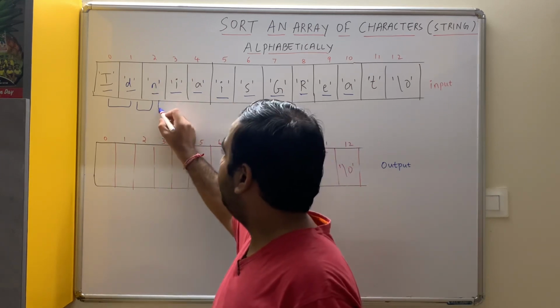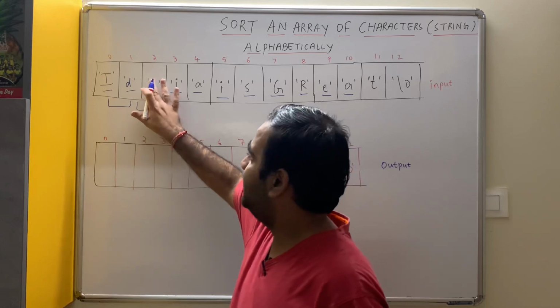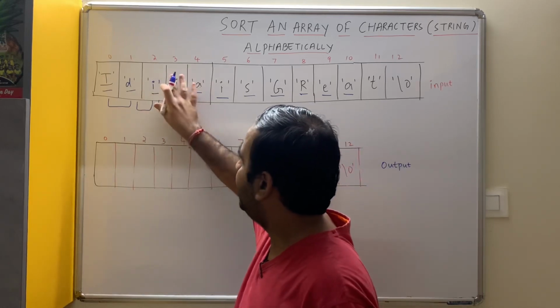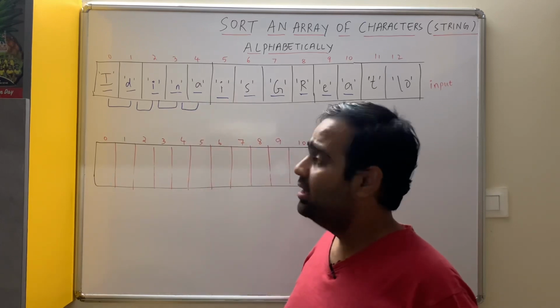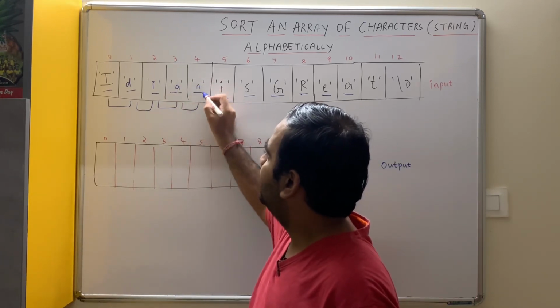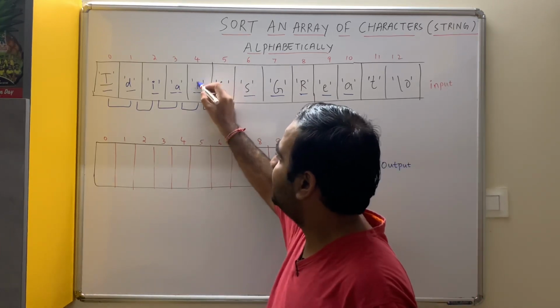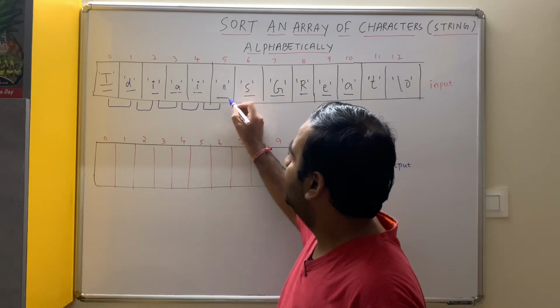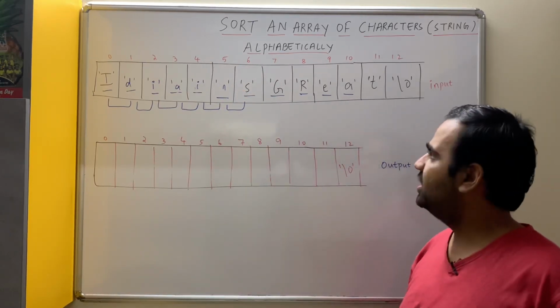Now again you compare N and I. We know that I appears first and N appears later. Now this is I and this is N. Again you compare N and A. We know that A appears first, then the N. Next you compare N and I. We know that I appears first, then the N, therefore you swap it. Now you compare N and S. No need to swap because S appears later.